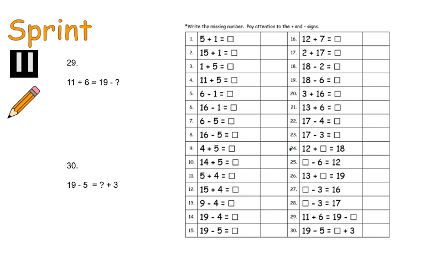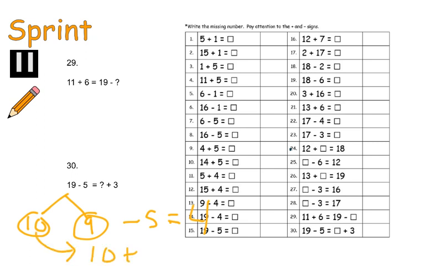So, let's see. 19 minus 5. I know what I'm going to do for this problem. I'm actually going to split 19 up. I'm going to split it up with a 10 and a 9. Because doing 9 minus 5 is much easier than 19 minus 5. So let's see. 9 minus 5 equals 4. I know that. Now I need to put my 10 back in. So I'm going to do 10 plus 4 equals 14. I'm going to check my work to help show you, okay?